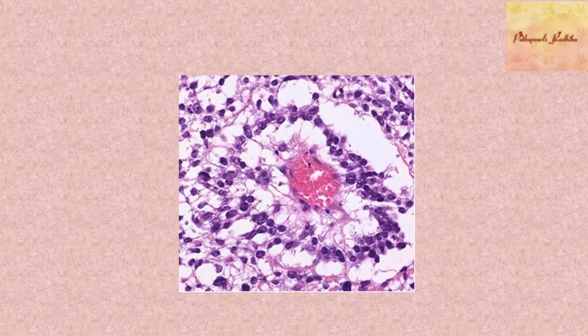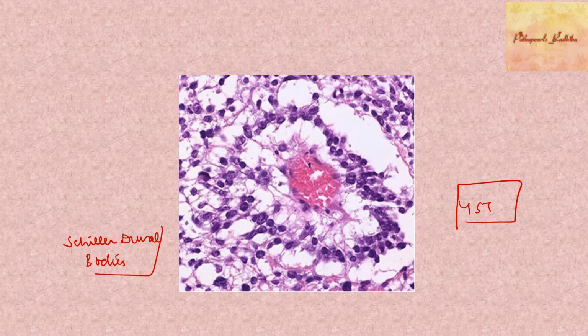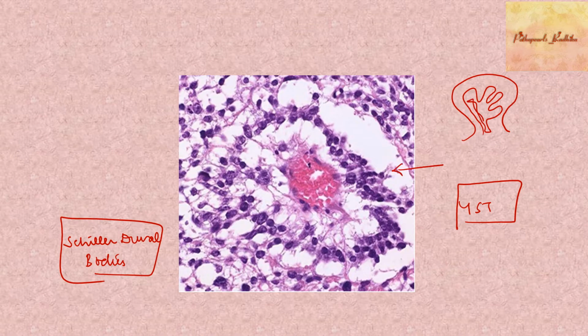But there are certain clues to the diagnosis of yolk sac tumor. This you need to know from the entrance exam point of view. So what is this? This is called Schiller-Duval bodies. What do you mean by Schiller-Duval bodies? Does this resemble any other structure? It resembles a glomerulus of a kidney. When you take a glomerulus, you have a Bowman's capsule, then you have a lot of capillaries. So this structure is called Schiller-Duval bodies.